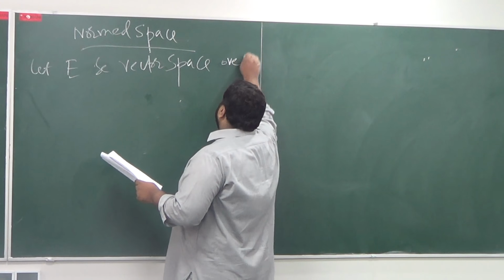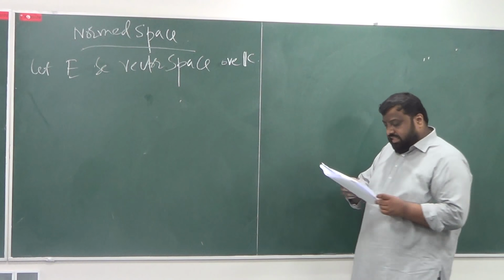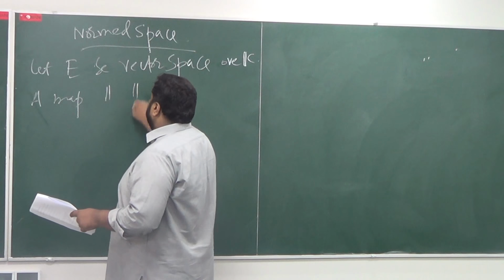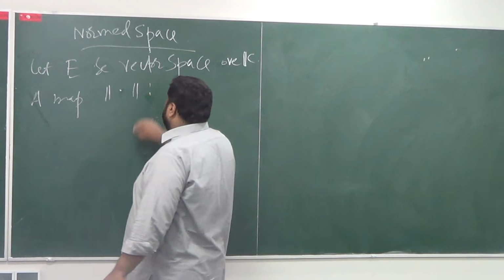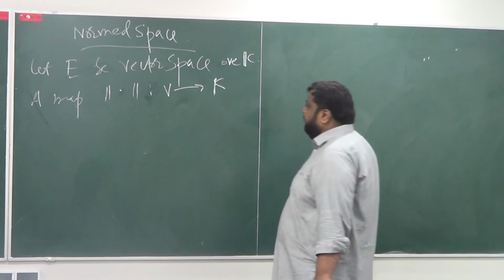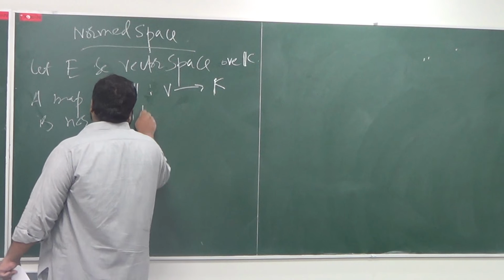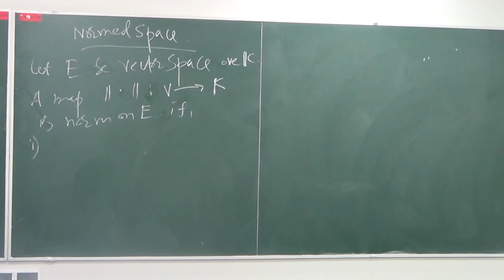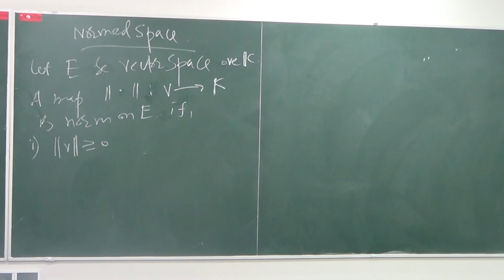It's a vector space over a field K, where K could be R or C, so it could be real or complex numbers. A map, which is what we call the notion of size, called a norm, is a map from the vector space into the reals. It is a norm on E if the following properties are satisfied. Number one, the norm of any vector must be non-negative. The size of everything must be non-negative.